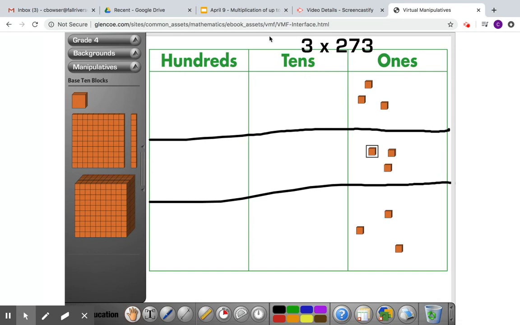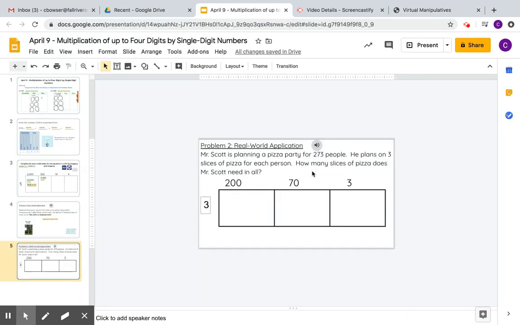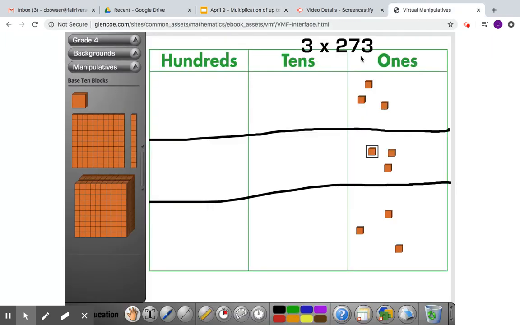Now I have to do 3 times 70. And 3 times 70, we know, can be the same exact thing. I'm just going to type that right there so we know. 3 times 70 is the same thing as 3 times 7 tens. So I'm going to put this here as a reminder. And then I'm just going to add this here. We did 3 times 3 ones in this section. Okay, so now we're going to do 3 times 7 tens.